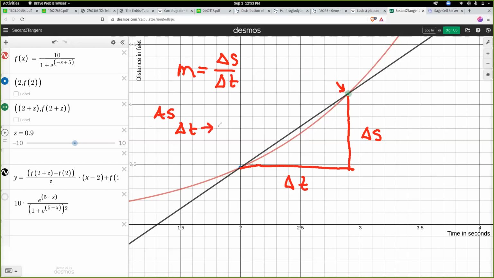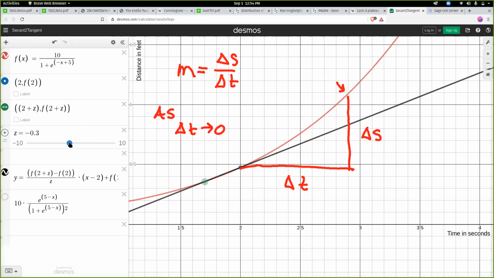So as delta t goes to 0, here I can kind of do it with my slider. I turn off my drawer, I'll move this z down towards 0. Kind of hard to do. I'm trying to change z to be approximately 0. So notice that when z actually is 0, it blows up.